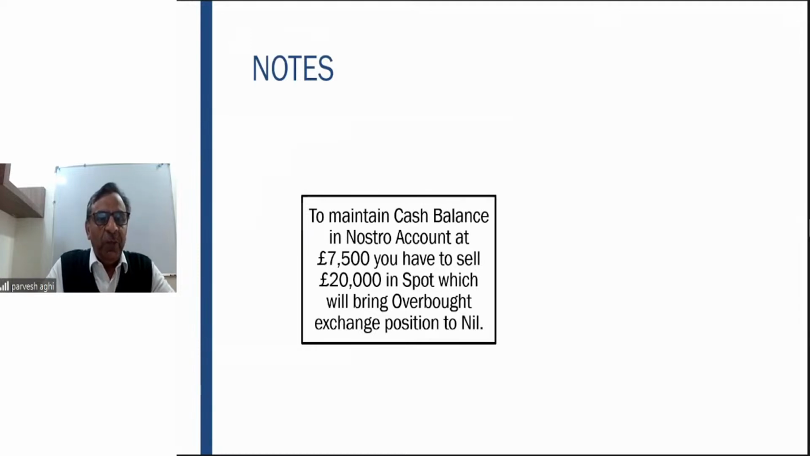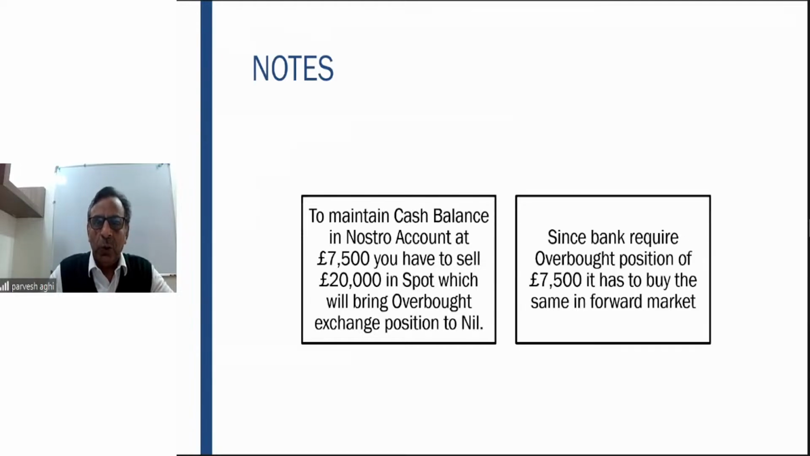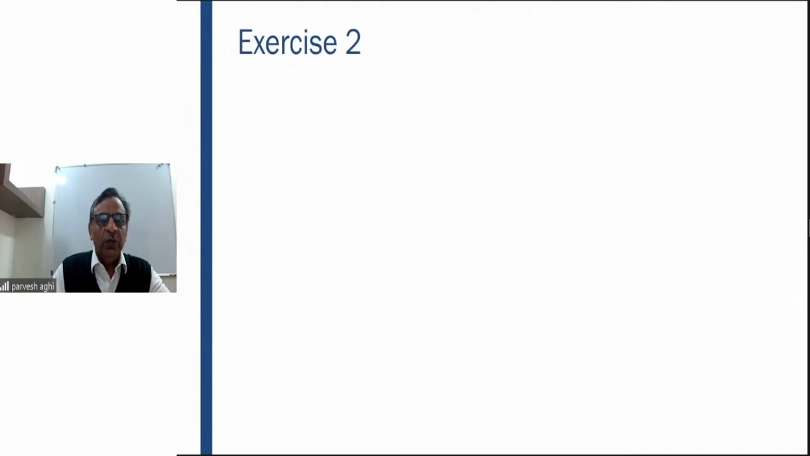To maintain a cash balance in nostro account at 7,500, you have to sell 20,000 in spot, which will bring the overall position to nil. So since the bank requires overbought position of 7,500, it has to buy the same in the forward market. So we have done that. So we come to exercise number 2. If you followed, please let me know.